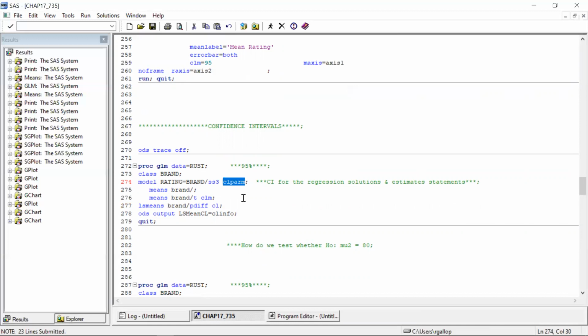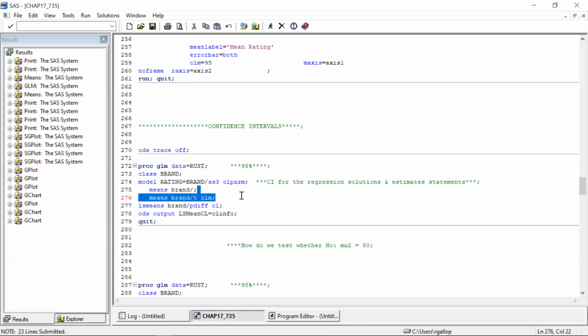First with the CL Parm, which is going to give me confidence intervals for the regression solutions, the parameter estimates of the ANOVA model, and estimate statements. Keep this in mind for where we're going next. Line 275 is going to give me the estimated means for the brand.